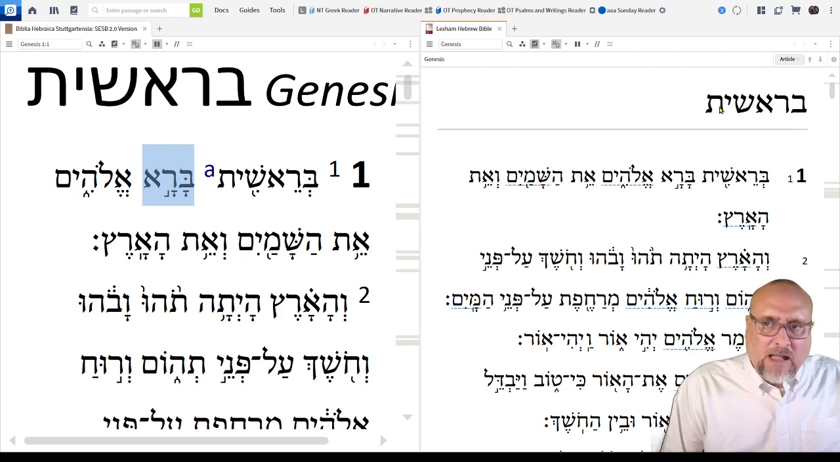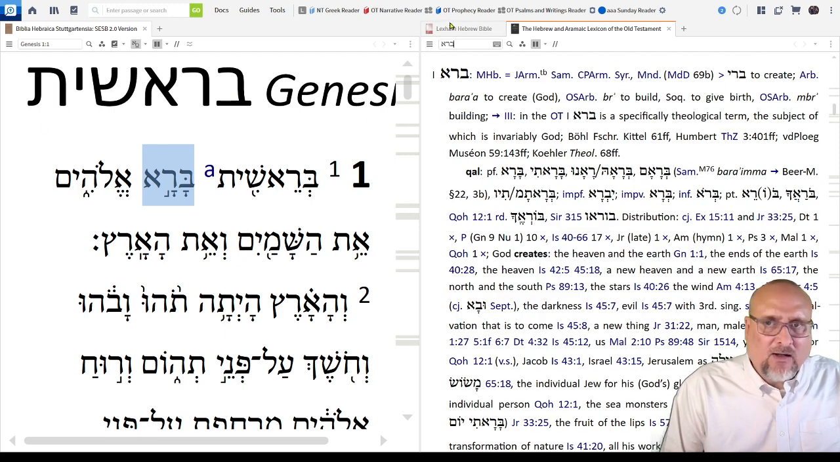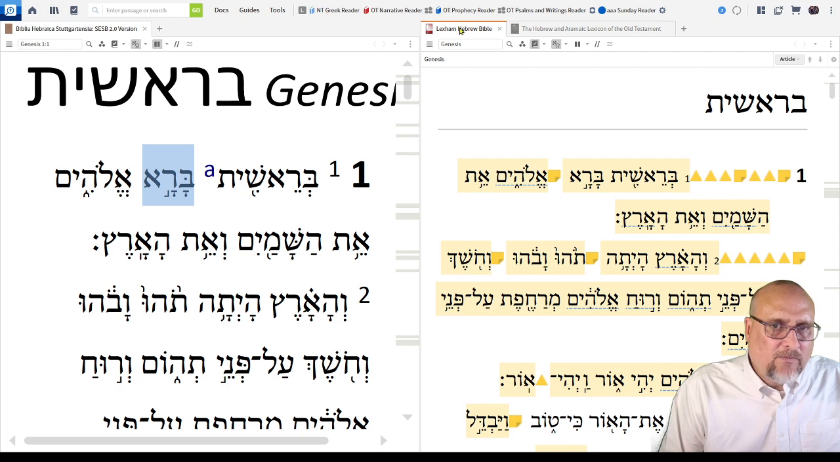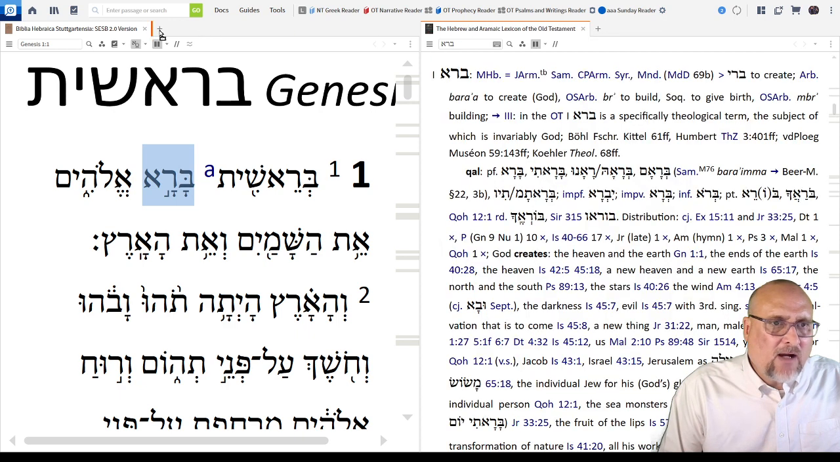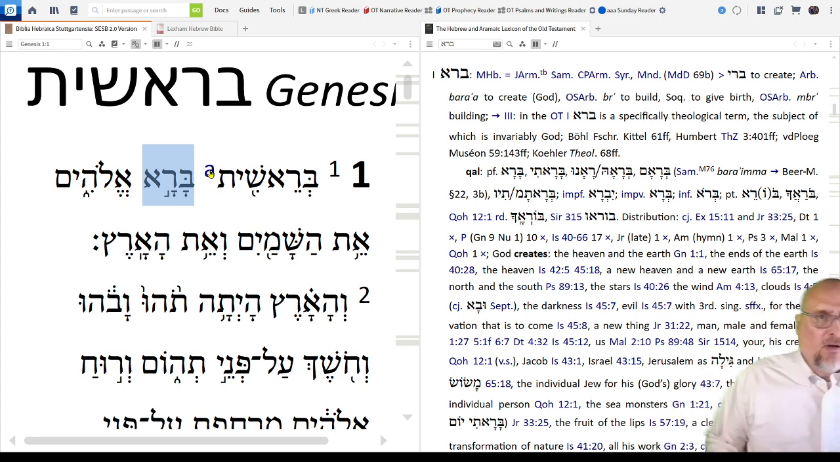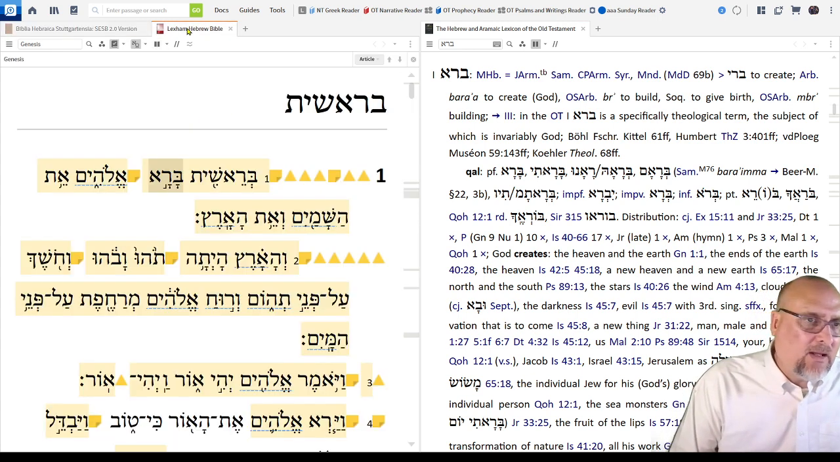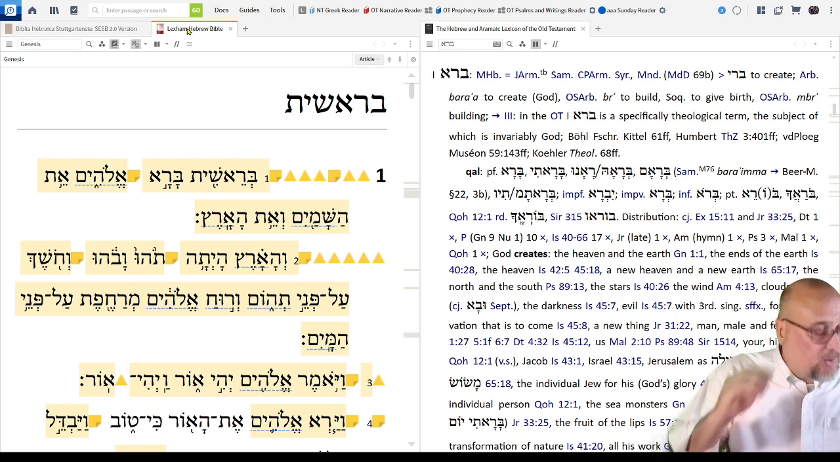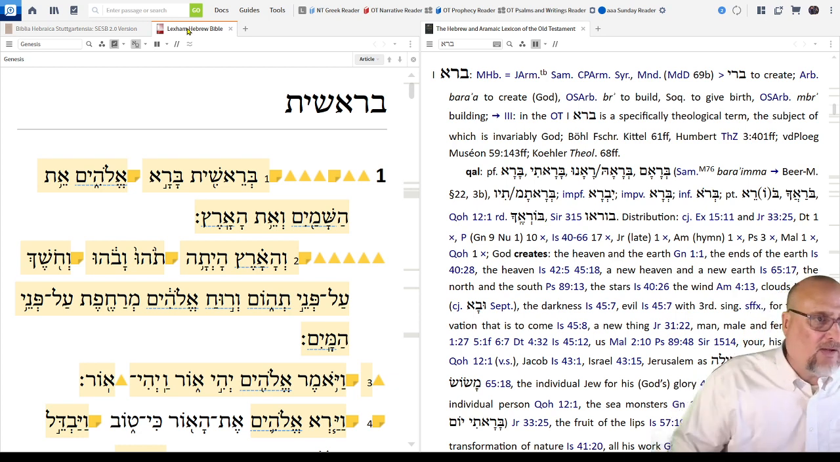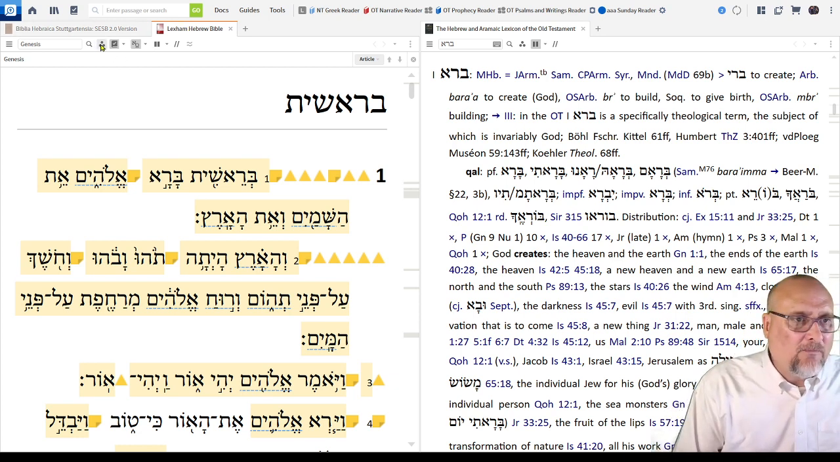So Lexham and BHS are exactly the same Bible. They have exactly the same words. This BHS has the critical apparatus with it, so anytime there's a difference, a textual variant, but the Lexham is going to be your same printed text. So you've got the same printed words there. And I'm just going to turn off my notes because they kind of get in the way.